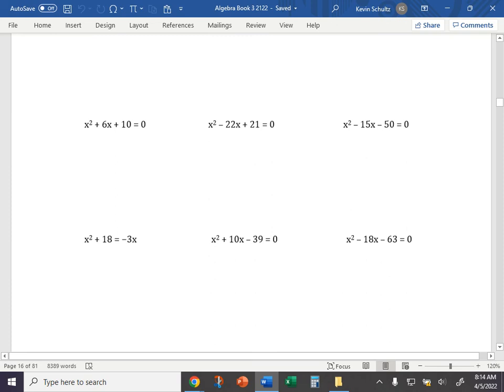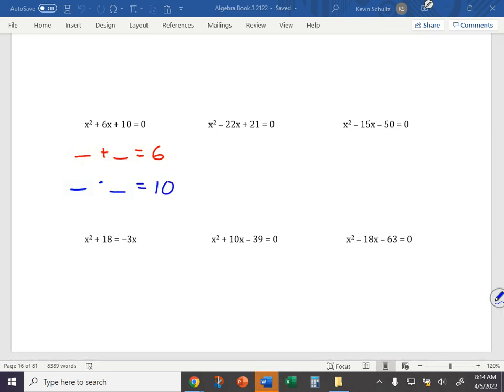Why do you say that one's not possible, Jack? Let's start with the factors of 10. We've got 1 and 10, and we've got 2 and 5. That's it. Can either of those factor pairs be combined with addition or subtraction to make 6? No. You found one that is not possible.